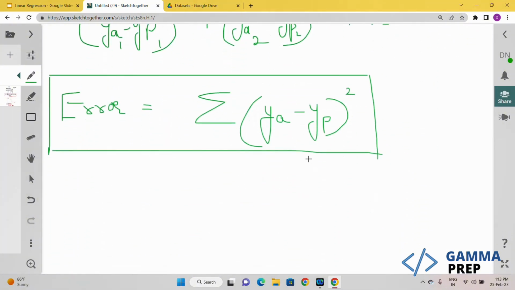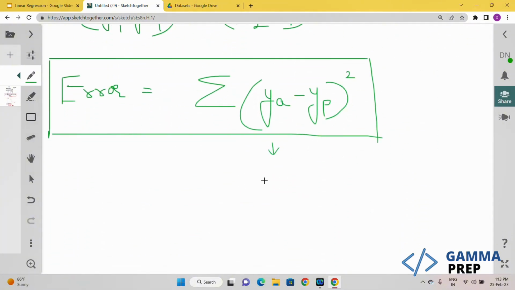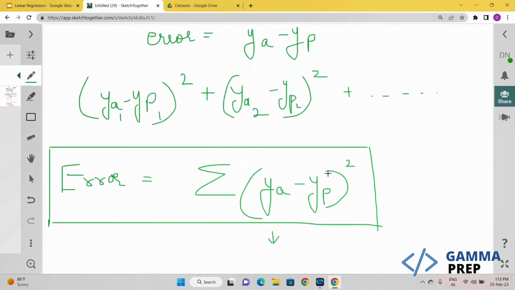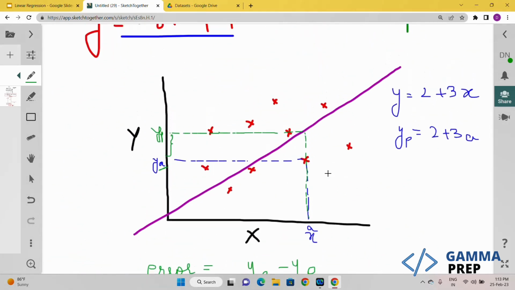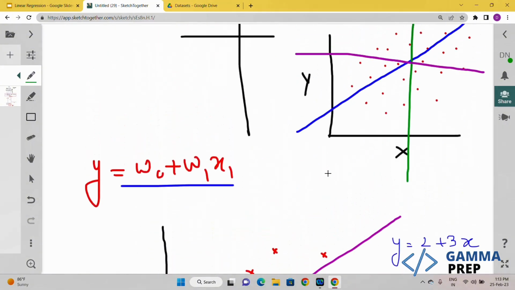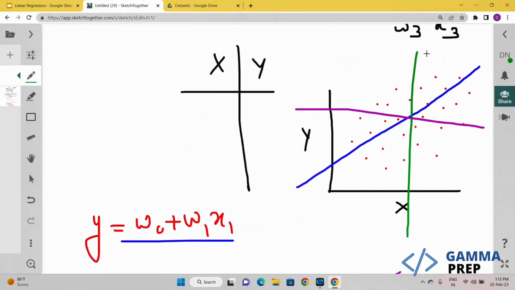So now this is the error we want to minimize. Any line which gives us the least error is going to be our best fit line. Here we talked about multiple lines, right? We are going to find out the error for all the lines, and whichever line gives us the minimum error is going to be our best fit line, or our linear model.